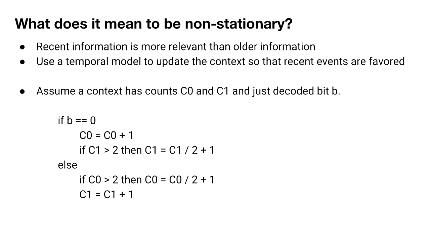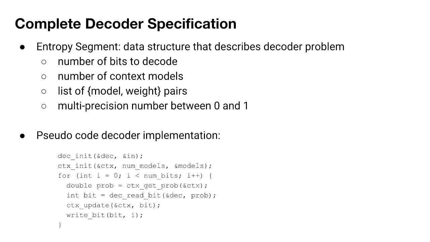All right, great. So this is what a decoder looks like, right? We can define an entropy segment with all the pieces of information I gave you before. So we have the number of bits we want to decode, we have the number of context models, and the context model has the mask and a weight, and then we have this number that's multi-precision between 0 and 1. So given that information, you can basically implement a decoder.